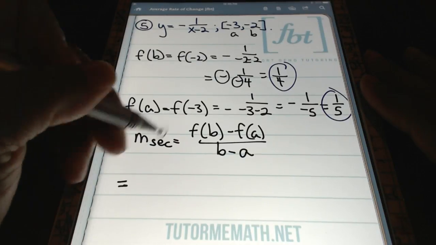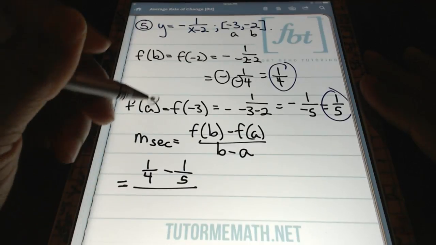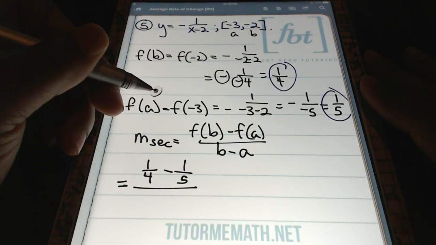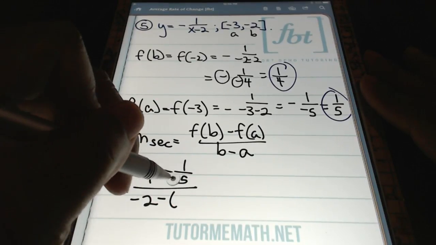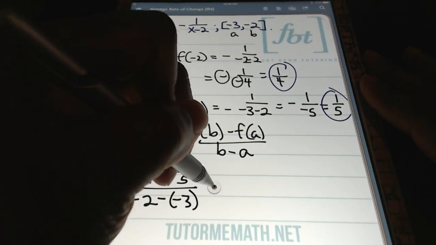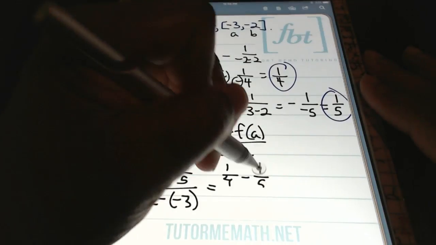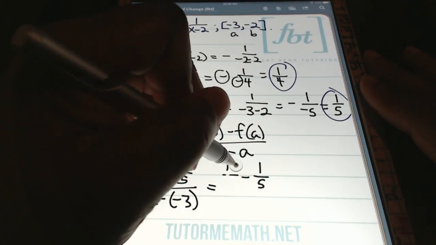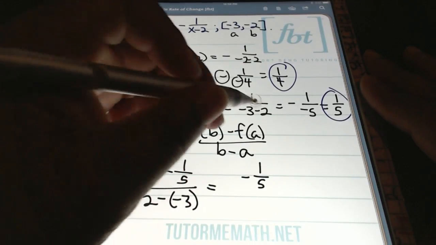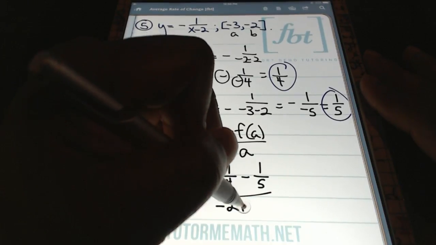Our f of b value, once again, is 1/4 minus our f of a value, which is 1/5. And this is going to be divided by our b value, which is negative 2, minus our a value, which is negative 3. From here, we have 1/4 minus 1/5. Once again, I wrote an ugly 4 that I want to fix. It's not working out. There we go. And then we have the negative 2 plus 3.